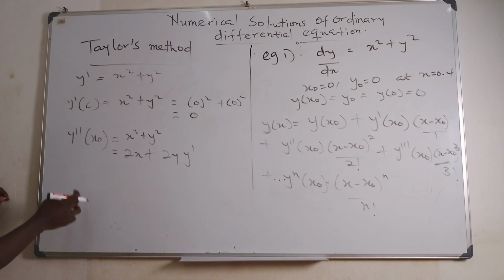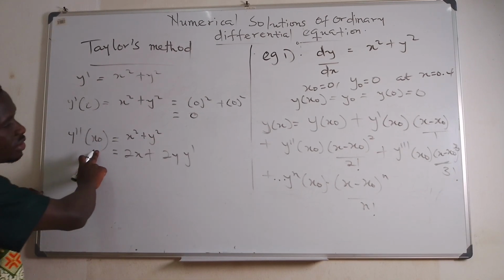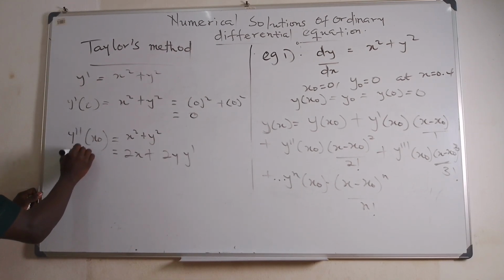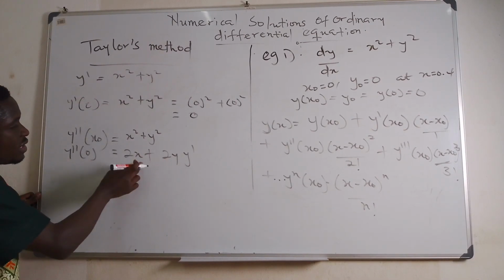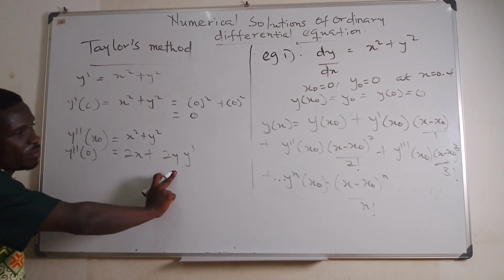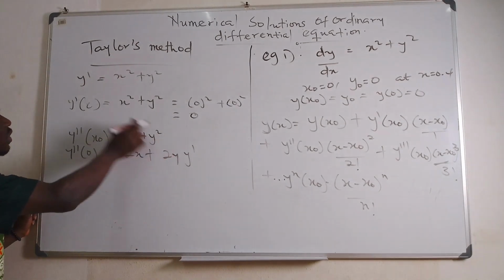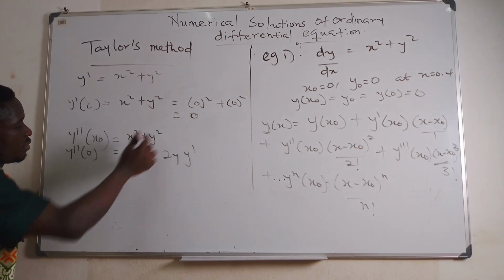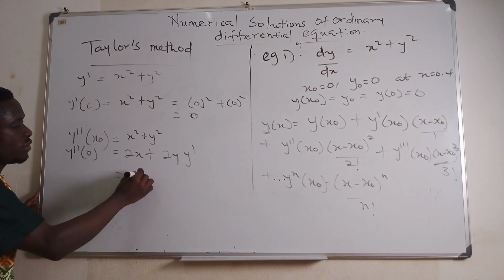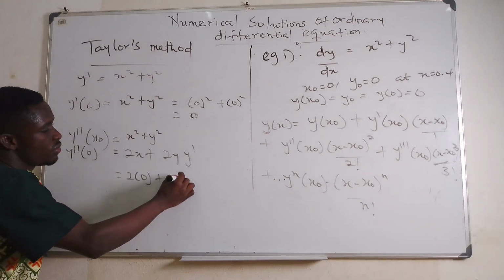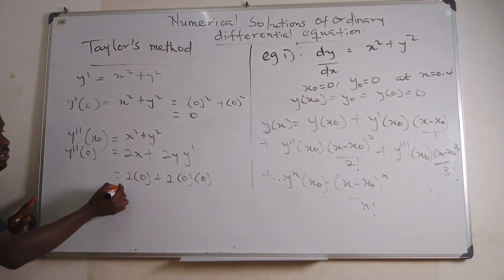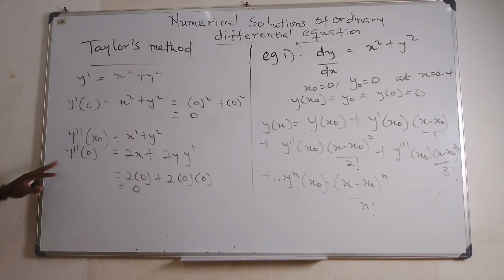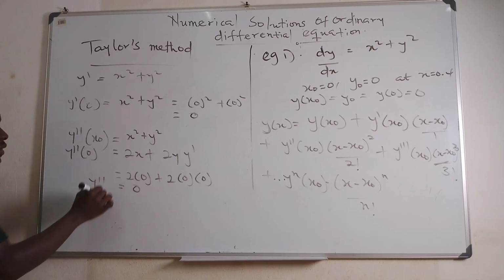Now let's place in our values. We know that x naught is what? So y prime prime of 0. Our x naught is 0. So wherever we see x, we place in 0. Wherever we see y, we place in y. We know our value for y prime, that is 0. So it is 2 of 0 plus 2 times 0 multiplying 0. Now our result is 0. Very good. So we are having y prime prime as 0.